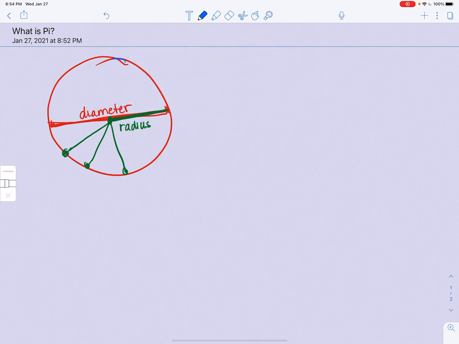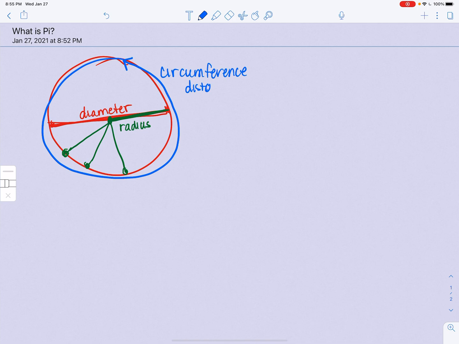You also have something called the distance all the way around. If you were to build a fence, or if you needed to know how far it is to walk around a circular pool, that is called the circumference, which is the distance around the circle.